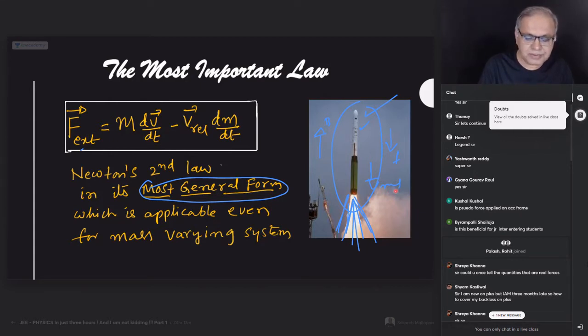And m dV by dt is ma, simply mass into acceleration of the rocket, meaning the mass at that instant, because the mass is going out. Okay, that instantaneous mass into instantaneous acceleration, plus this fellow is called thrust. The thrust is provided by these outgoing gases.